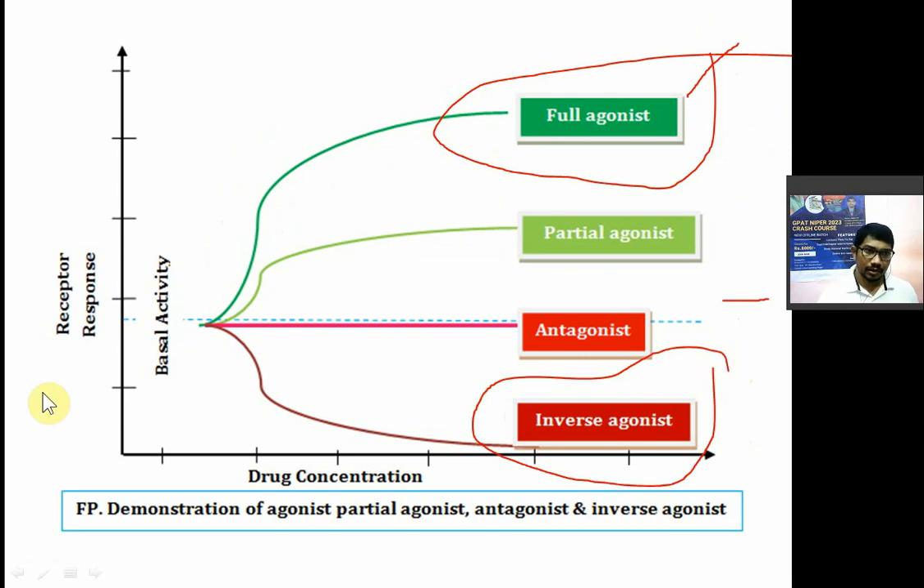Now what do you mean by antagonist? An antagonist is a drug which will combine with the receptor and will block the receptor. It will also combine with the receptor but it will not produce any effect.